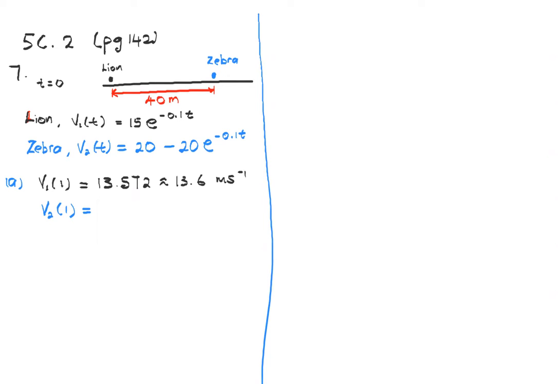Then for the zebra it is 1.90325, so approximately 1.90 meters per second. So the lion runs much faster than the zebra after 1 second, correct? Okay, then the part B, they say show how the lion's speed decreases over time, whereas the zebra's speed increases over time.